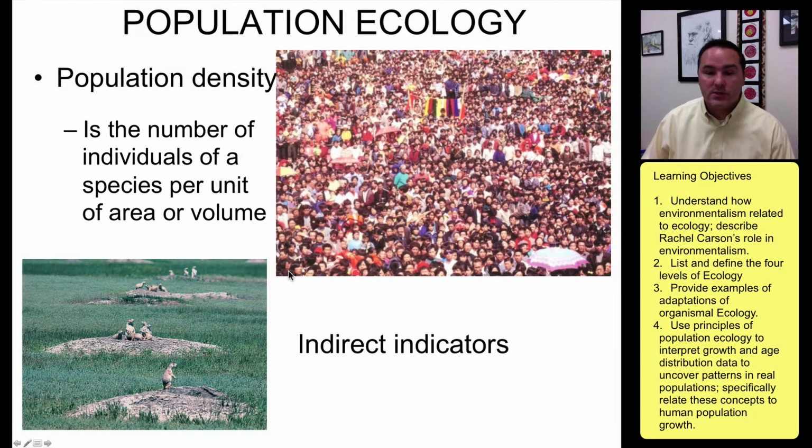Of course, one way to do this would be to go and count every individual, like what we do when we take a census. But we can't really do that with organisms. They're not going to stand in line or fill out a form. So rather, what we do a lot of times is use indirect indicators of the population size.